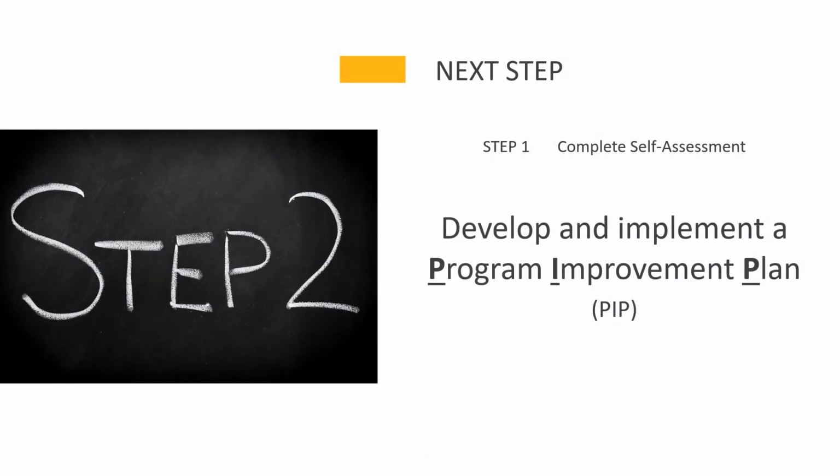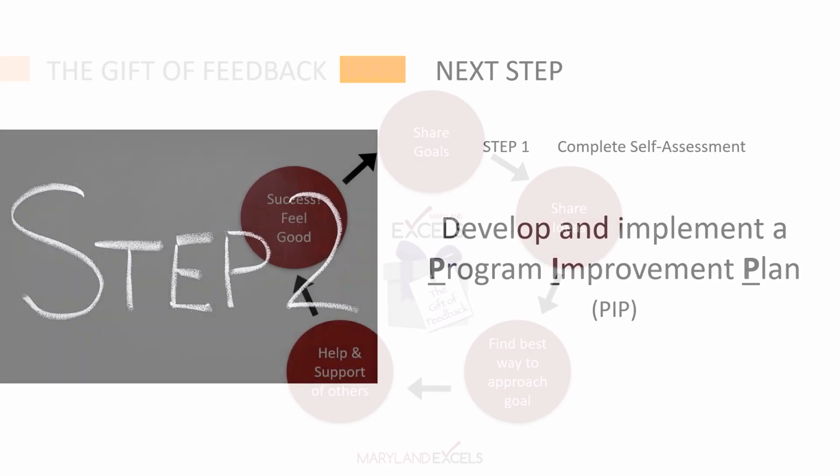Maryland EXCELS promotes continuous quality improvement as you aim to move up to higher quality ratings. After your self-assessment is completed, your next step is to create your Program Improvement Plan, also known as a PIP. Your PIP will be based upon the subscale average scores from your self-assessment and your program's priorities. Maryland EXCELS Quality Assurance Specialists and the Child Care Resource and Referral Centers can provide support and technical assistance for ongoing improvement based upon your self-assessment.